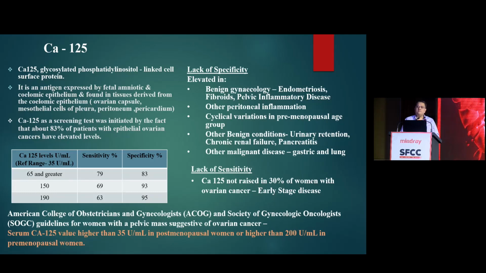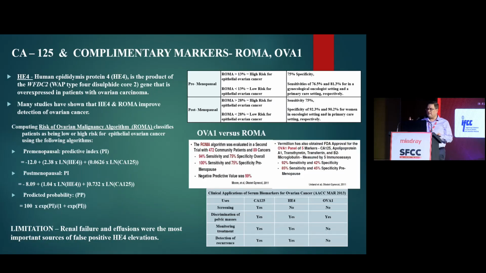Now, can we make this marker stronger and more specific? The answer to that is yes. We can make it more specific and stronger in terms of identifying CA ovary if I complement it with another biomarker. One of the biomarkers which has been used is HE4, human epididymis protein 4, which is documented to be overexpressed in the majority of ovarian tumors, especially epithelial ovarian tumors again.